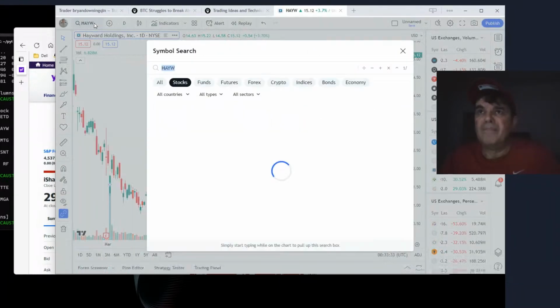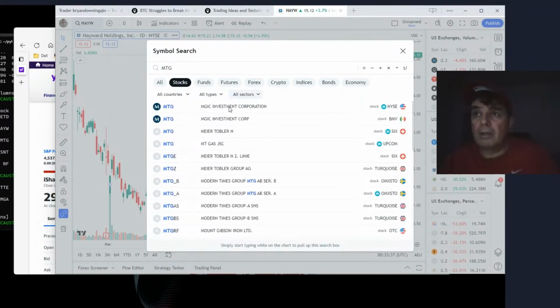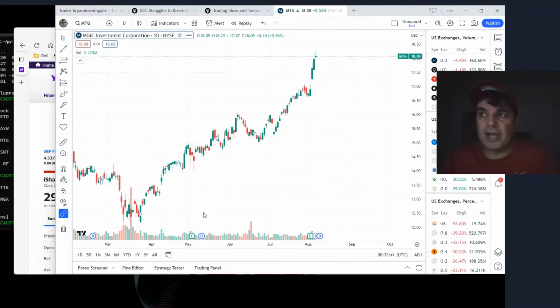There's another one here, MTG, Magic Investment Corporation, another really good stock. You can see there's no drawdowns whatsoever. Just a really strong run up. $12 back in March, and now it's at 18. So it's a 50% run up. Pretty strong. I could show you more like this.